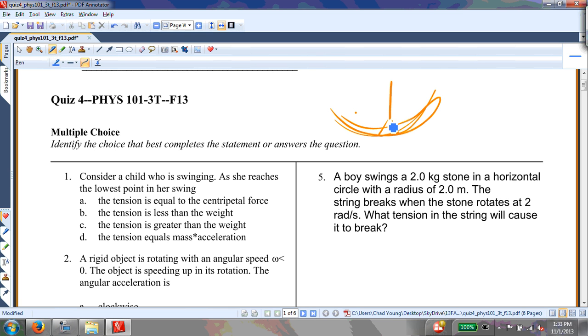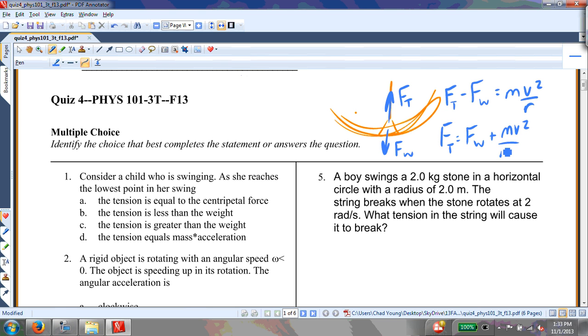So I have some forces here. I have the tension, and then I also have the weight. I know from Newton's second law that the sum of the forces, Ft minus Fw, is equal to the mass times the acceleration. The acceleration is v squared over r. So the tension then equals Fw plus mv squared over r. So with that in mind, let's look at these.